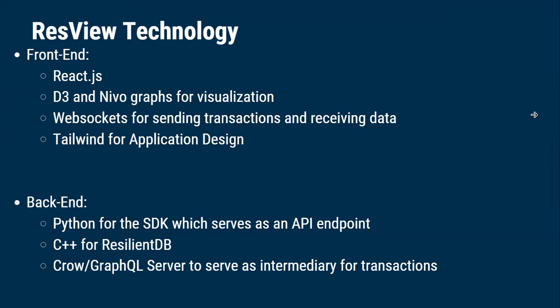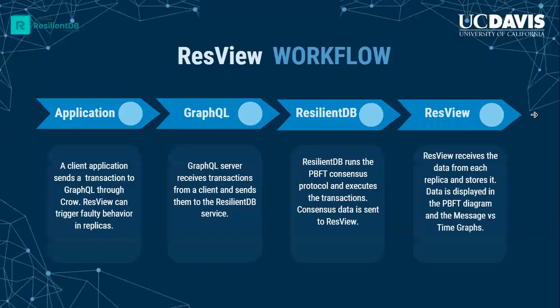ResilientDB is running on C++. We modified ResilientDB a bit so we could do this data collection and data transfer, so we're running on a specially modified version of it. Finally, we have a Crow and GraphQL server, which serves as an intermediary for transactions, meaning that whenever you send a transaction to this GraphQL or Crow server, it's going to forward it to the ResilientDB service to be processed.